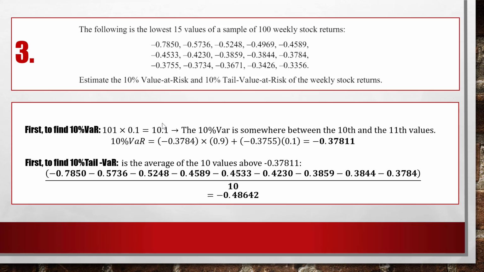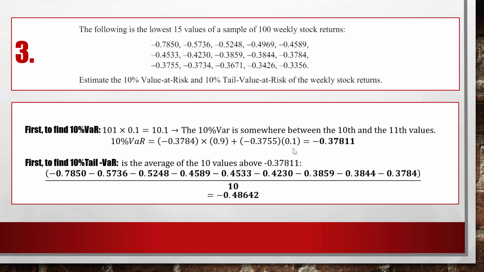So the weight to 10 is 0.1, and the weight to 11 is 0.9. So we use interpolation. We take negative 0.3784 times 0.9 plus negative 0.3755 times 0.1. This is called interpolation approximation. So the most precise value for the value at risk should be negative 0.37811. That is the value at risk.